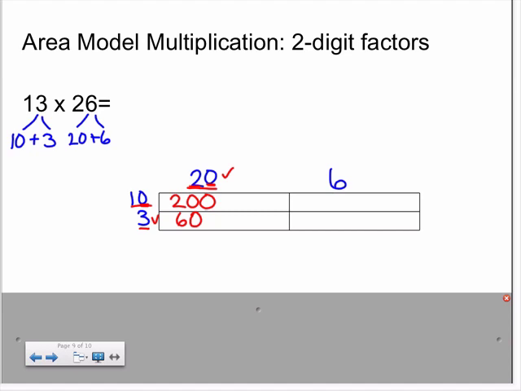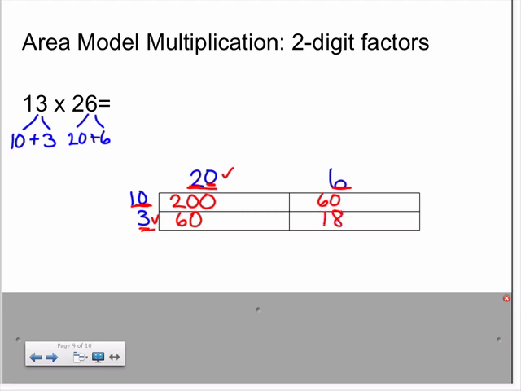Now moving on to our second column, we have 2 more number buddies to multiply. Let's start with 6 times 10. Well, if I count up by 10 6 times, 10, 20, 30, 40, 50, 60, I find that 6 times 10 is 60. My last pair of number buddies to multiply is 6 times 3. 6 times 3, if I count up by 6, 3 times, 6, 12, 18, I know that it's 18.